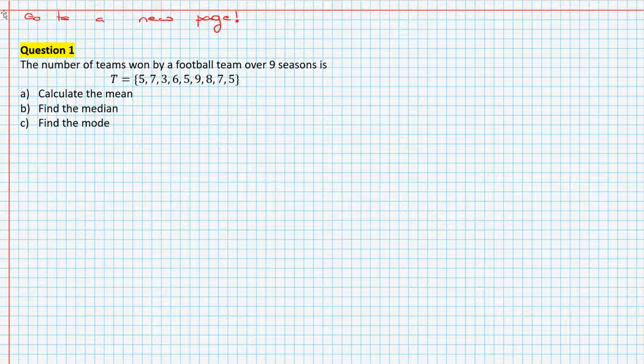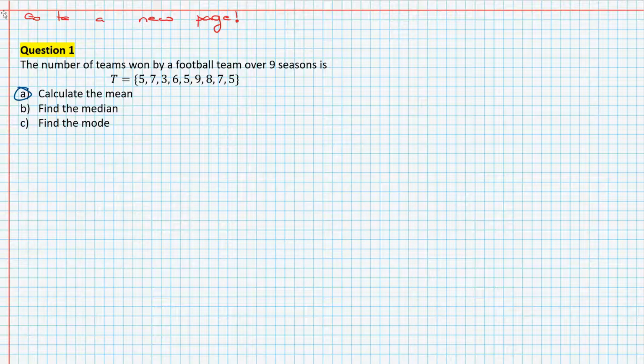So what you can see is that in the 3rd season they weren't too successful because they only won 3. And then in the 6th season, that was their most successful, they won 9. Now, part A, it's asking us to calculate the mean.